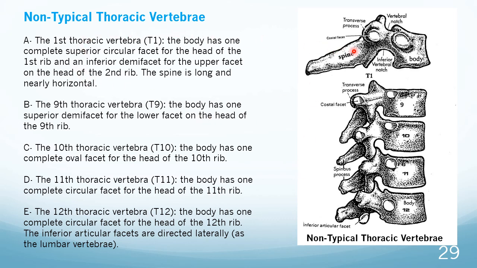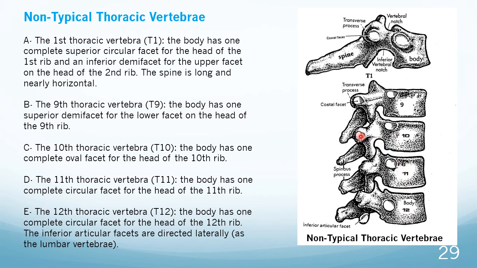Non-typical thoracic vertebrae: the first thoracic is atypical. Why? Because it carries one complete facet related to the upper border and a half facet related to the lower border. The ninth has a superior demi facet only. The 10th, 11th, and 12th have a complete articular facet on the body or on the pedicle. How can we differentiate the 9th from the 11th and 12th?